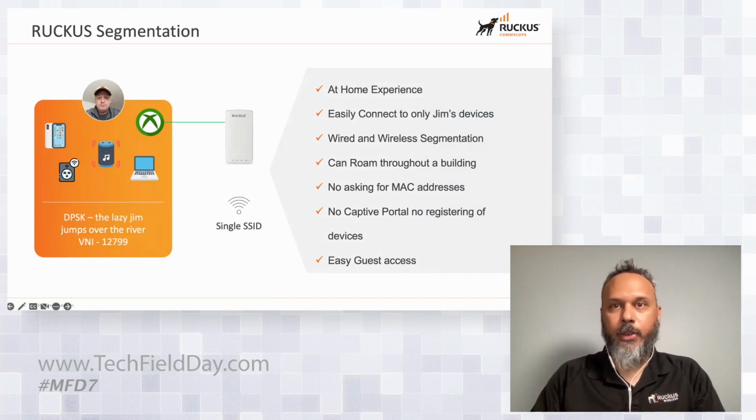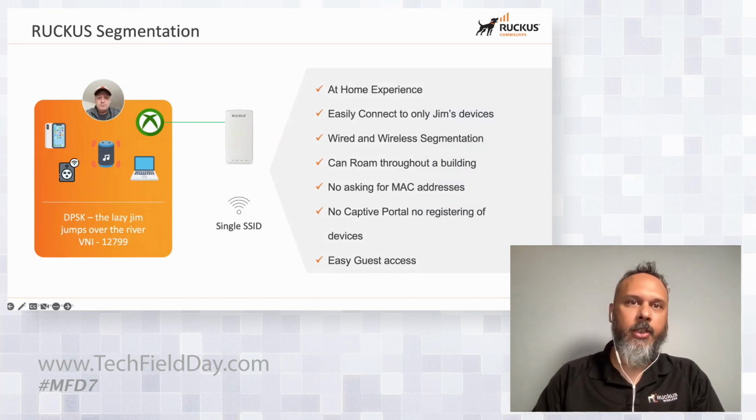I think Jim uses Windows anyways. We aren't asking for any information about the device from Jim. He simply enters that dynamic pre-shared key on all his devices, and they're connected to his own personal network. Again, no captive portal page, no asking him to scan a network, no asking Jim for any information.